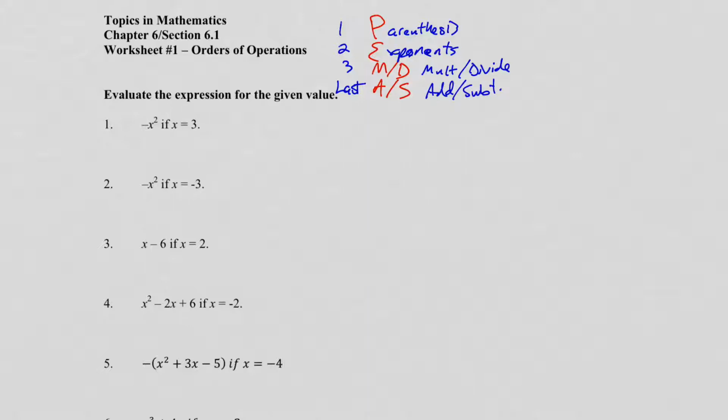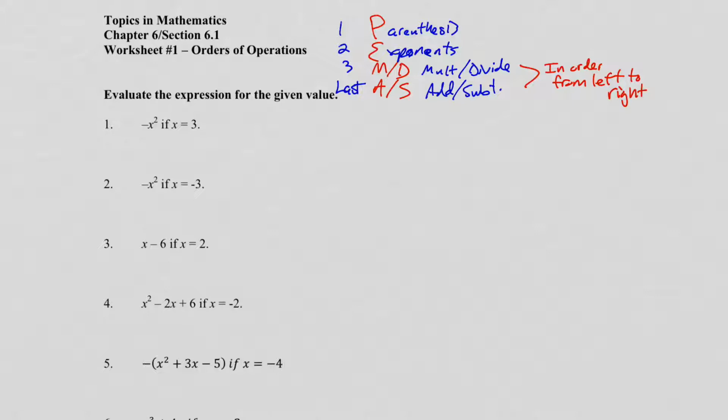Now these last two orders, the multiplication, division, and the addition and subtraction, they both come in a tie. So you're going to do both of these in order from left to right. Okay? So that's just a quick reminder.